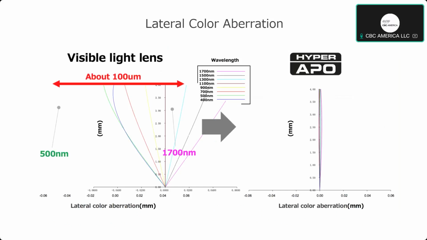For a pixel size of 5 micron, this difference translates into a size variance of about 20 pixels. On the other hand, as you can see, the Hyper APO is corrected so much that it is almost imperceptible on this scale.